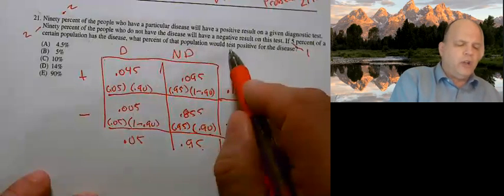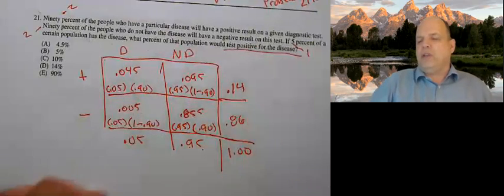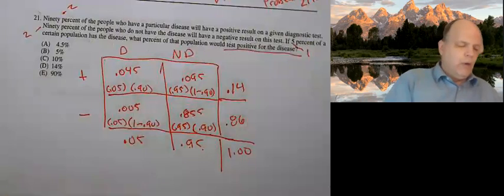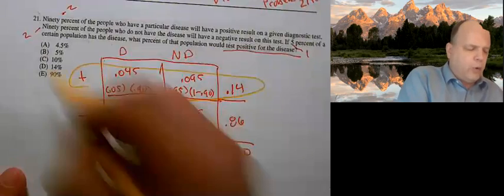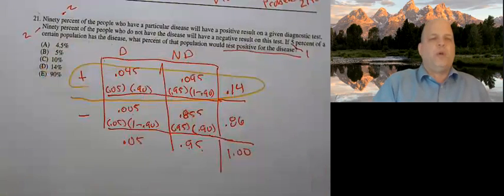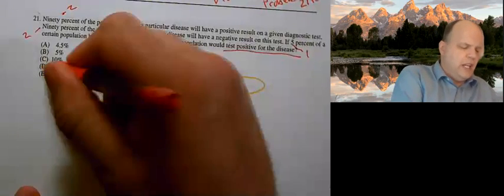They have no condition on this. They just want to know the percent that test positive for the disease. Well, the percent that test positive is 14%. So for number 21, our answer is D.